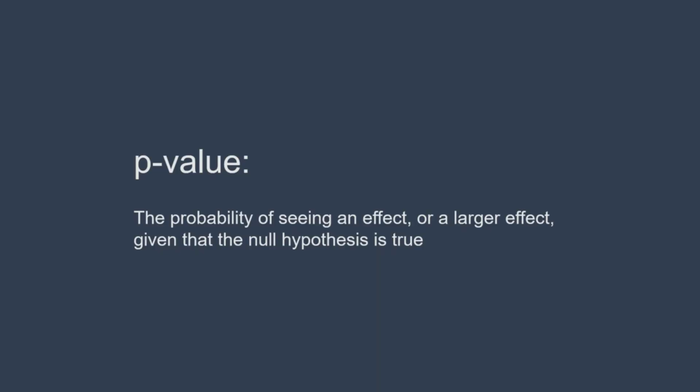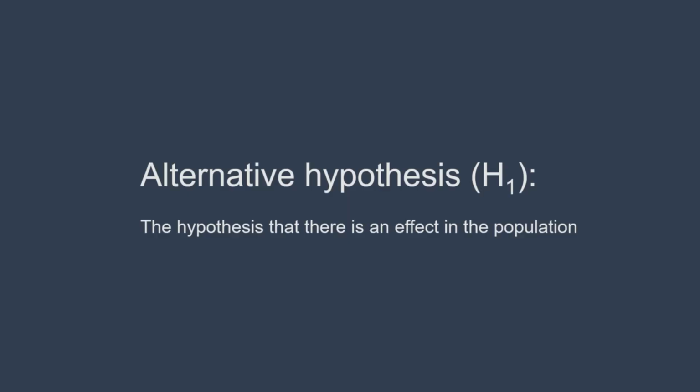We work out a number called the p-value. The p-value is the probability of seeing that effect, that difference, or a larger difference, assuming that the null hypothesis is true. And if that p-value is low, if that probability is low, then we can take our null hypothesis and throw it away, reject it, in favor of what's called the alternative hypothesis, that there is a real effect in the population.